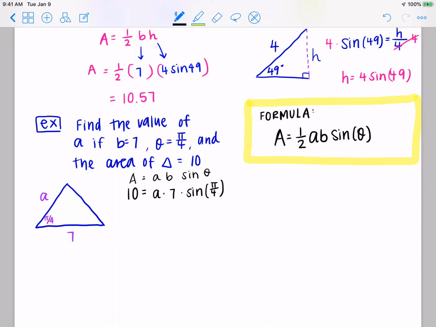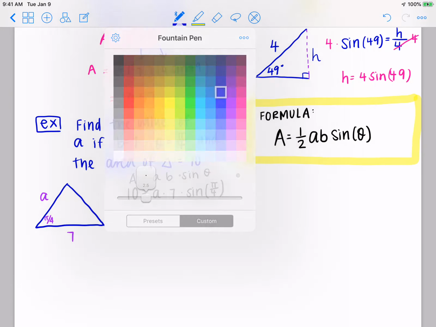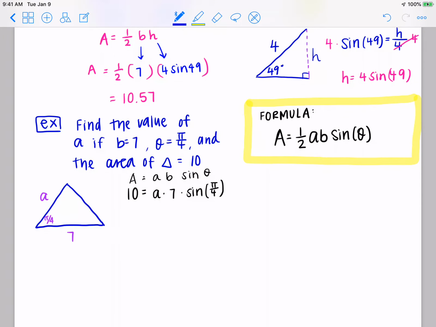Okay, and we can continue from here. If I have to solve for A, that means I gotta move, oh, sorry, I forgot my 1/2. 1/2 in the front.